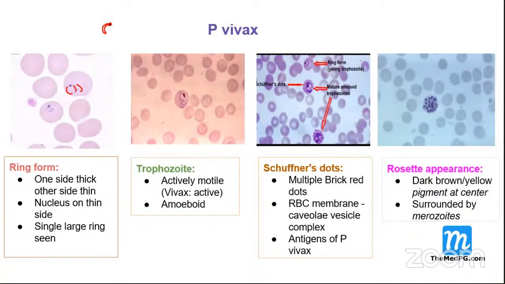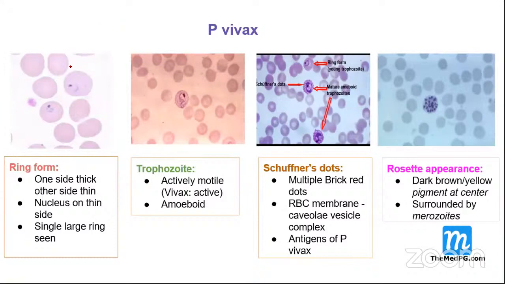So in the ring form, one part of the ring is thin and another part of the ring is thick. That means it is a thick and thin resemblance of the ring form, and it is one of the characteristic features of which one, students? Plasmodium vivax. And where is the nucleus attached? The nucleus is present near the thin section of the ring form.